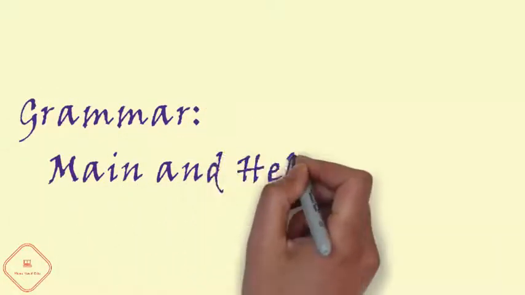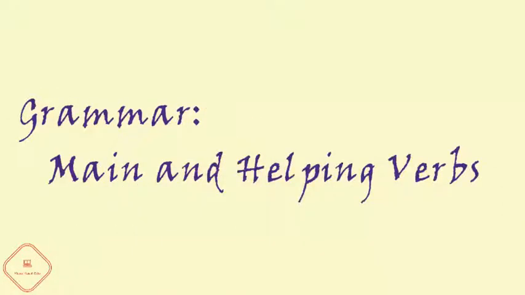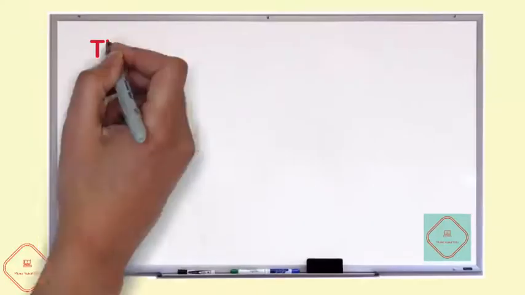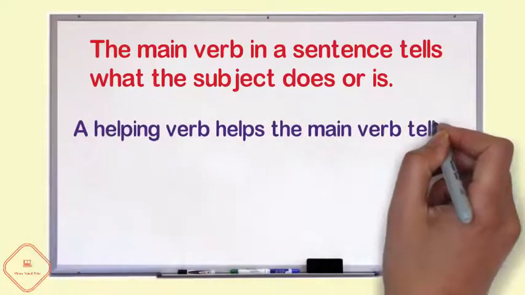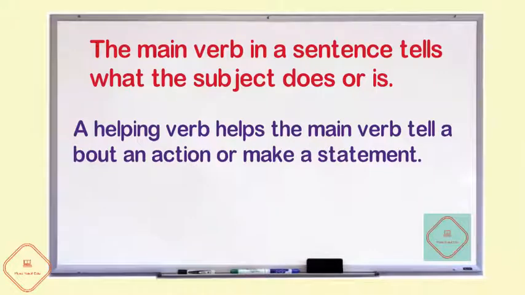Today in grammar, we're going to look at main verbs and helping verbs. We're going to see what those are and how to use them. The main verb in a sentence tells what the subject does or what the subject is. The helping verb just helps the main verb to tell about the action or to make a statement, as we're going to see in some of the examples later on.